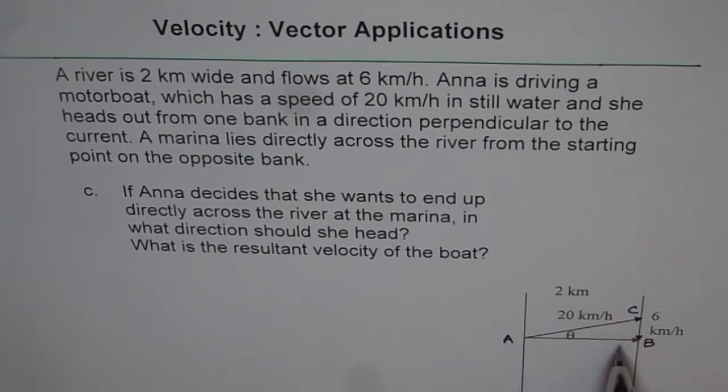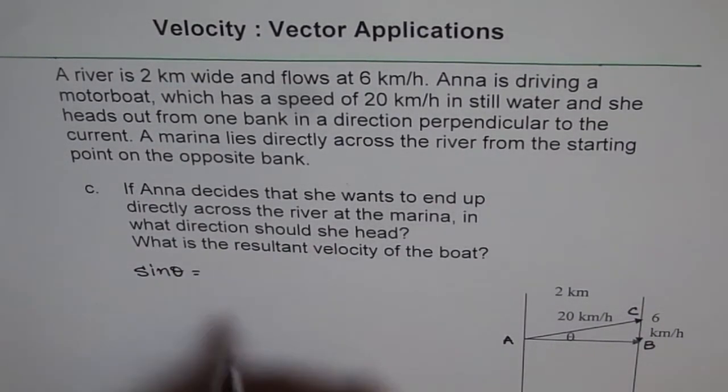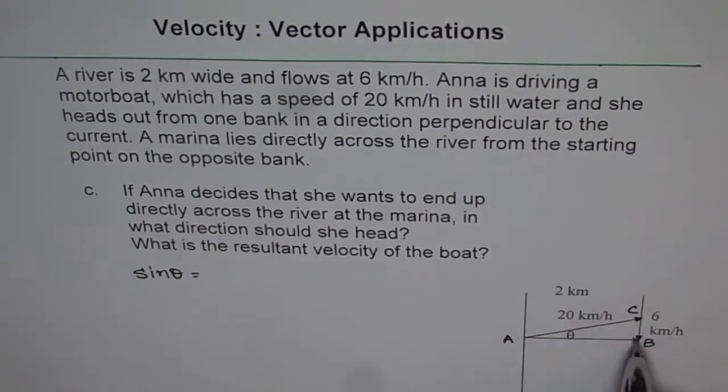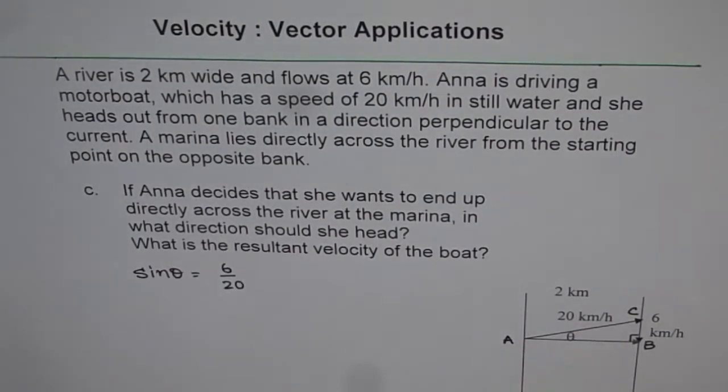So now from the diagram, this is simple. We can use sine of theta, right? So we know sine of theta is opposite over hypotenuse. This is the right triangle, correct? Opposite over hypotenuse, which is 6 over 20, right? That is sine of theta.